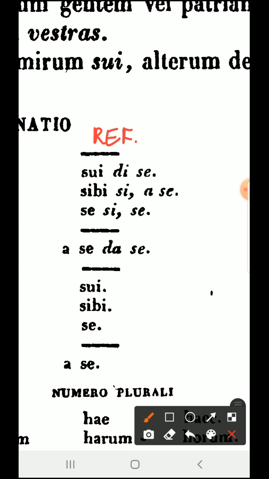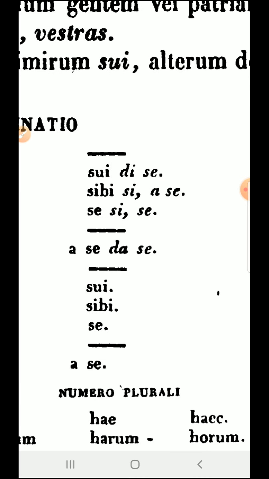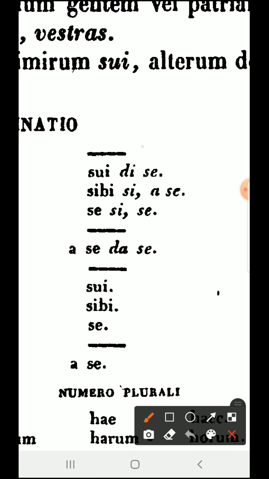Now, because this pronoun always is referring back to a subject, it can never be the subject, and that's why there's no nominative case. This pronoun sui can never be a subject, and therefore there's no nominative case. The basic meaning of this pronoun is, if you simply think of it as the English word self.